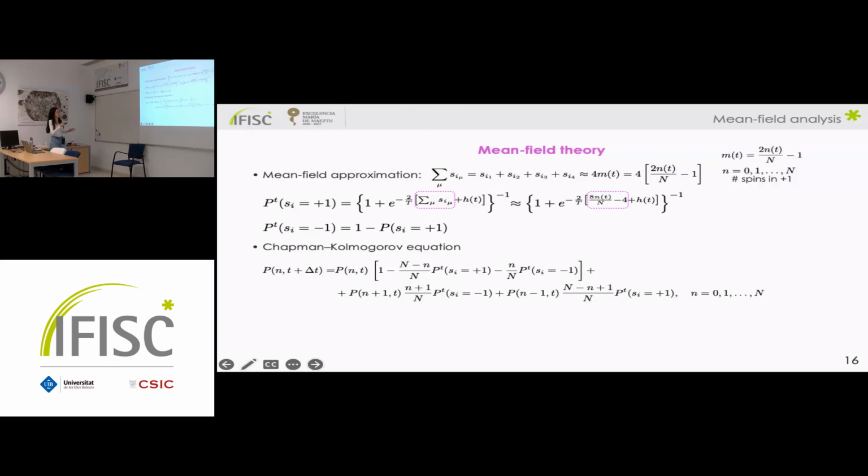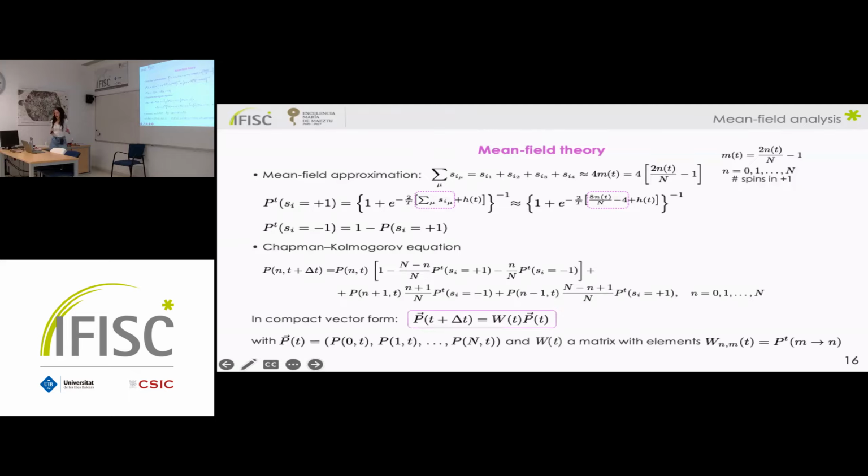But the thing is that we have this Chapman-Kolmogorov equation, and then we can write it in compact vector form in this way, where now this P is a vector whose components are P of 0, P of 1, P of n, and W is a matrix whose elements are the transition probabilities that we have here. And sorry that I forgot to say that in all this approximation of the mean field theory, we have this probability here that then enters here in these transition probabilities. So this is encoded in this matrix W here.